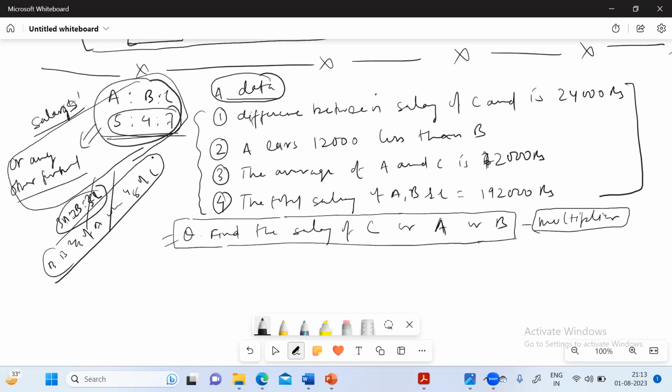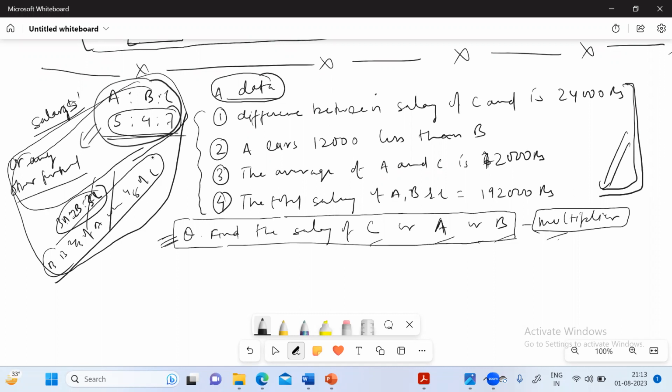So they can ask the salary of C, salary of A, salary of B, salary of A and B together, or A and B and C together. Whatever the question is, that will be solved through the multiplier. One of these data will give you the value of the multiplier, and you will get the ratio in any format. That will depend on the exam or the question setter, on how much difficulty he wants to keep.